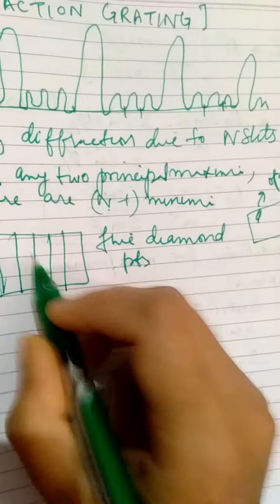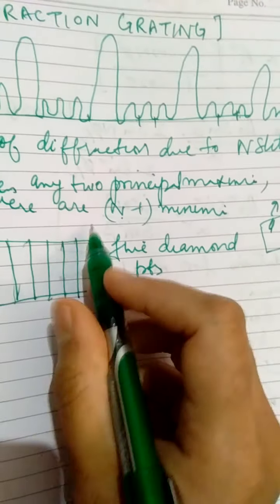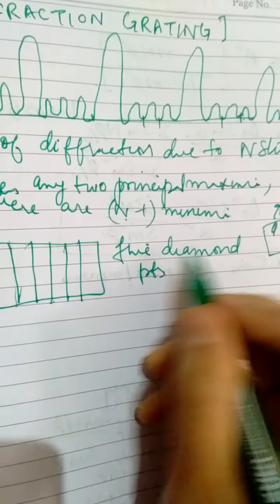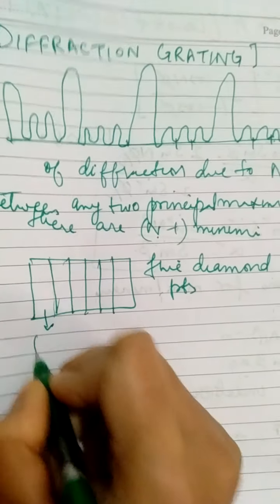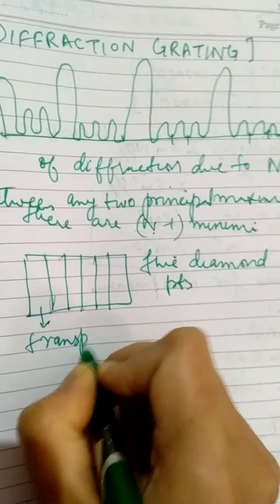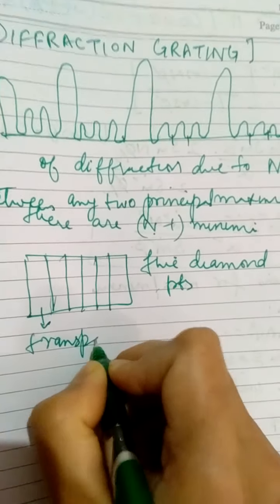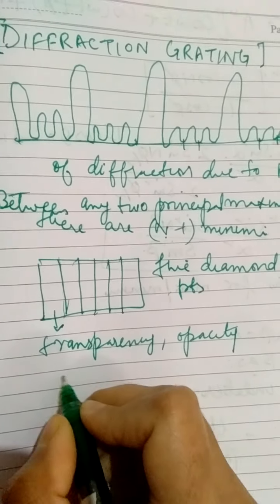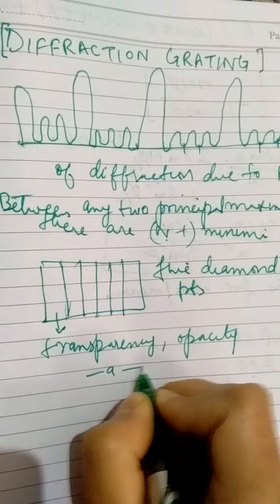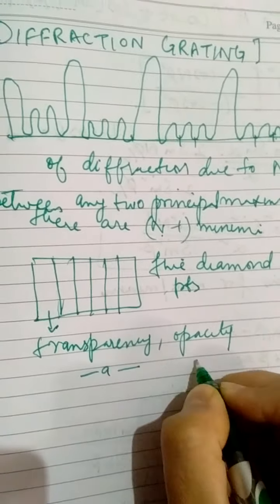So once you draw rulings, lines on this plain glass plate with the help of a fine diamond pointer, what do you get? You get an alternate arrangement of a transparency and an opacity. Suppose the width of each transparency is A and the width of each opacity is B, right? It is much similar to this arrangement.